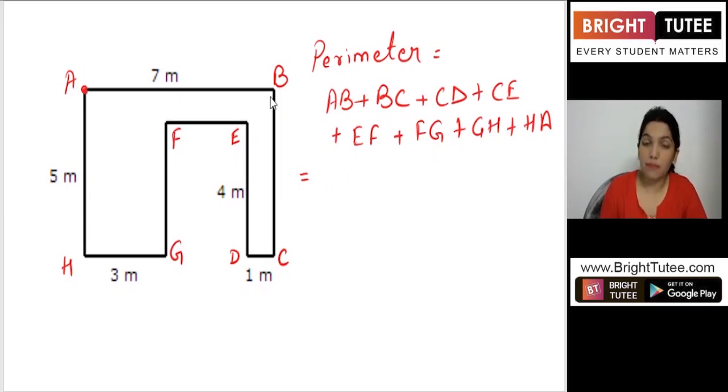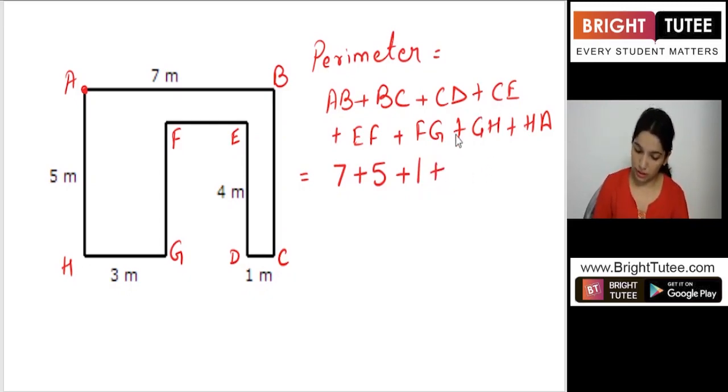The length of AB is given as 7 meters. So let us write 7. The length of BC is equal to the length of AH. Is that right? AH and BC are equal in length. So let us put plus 5. What is the length of CD? It is 1 meter. We are done with CD. Then we have, oh, I have written CE here. It's wrong. It's DE. So it's DE, then EF, FG, GH. Okay, then it's fine. Now what is the length of DE? DE is given as 4 meters.